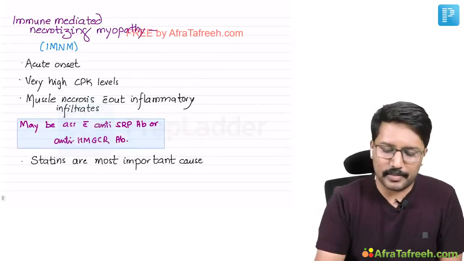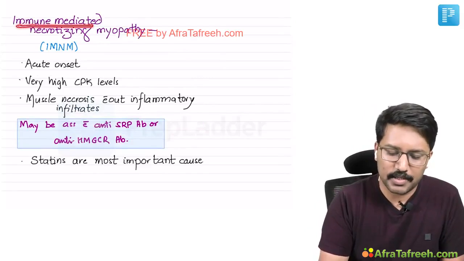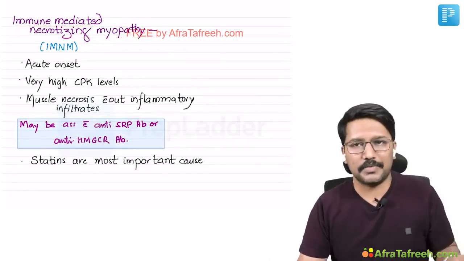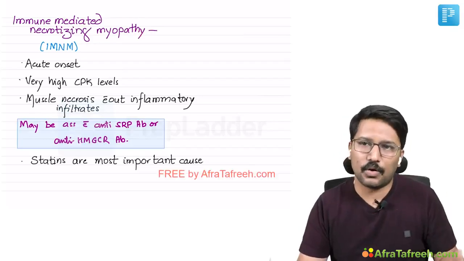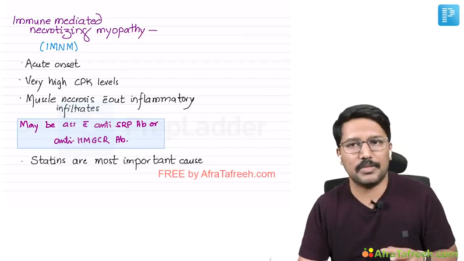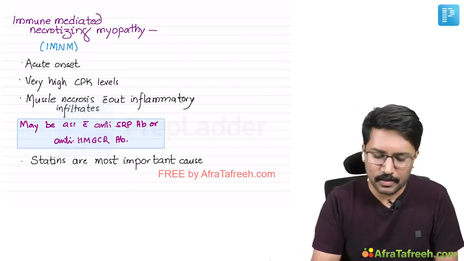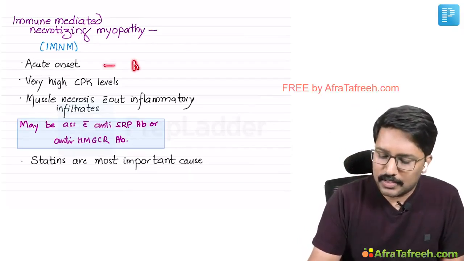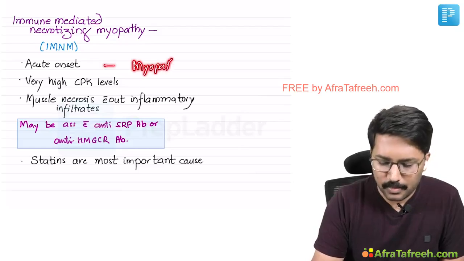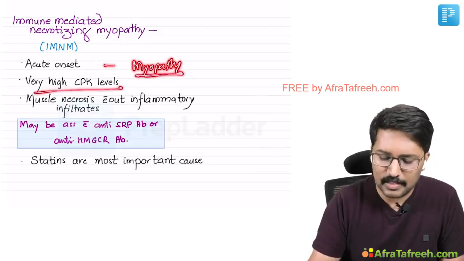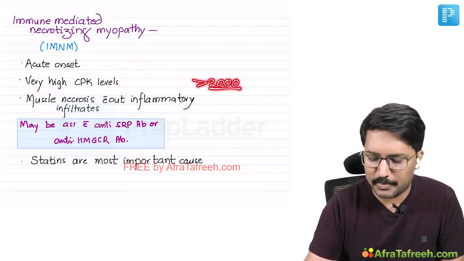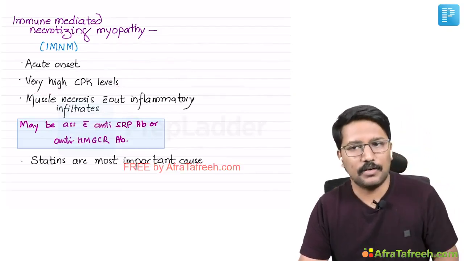Now coming to the next important individual type, immune mediated necrotizing myopathy. For whatever we discussed, all of them are either subacute or chronic in terms of presentation, but this is something which presents as an acute entity. Acute onset myopathy, right, characterized by very high CPK levels. CPK levels exceeding 3000 are the norm.